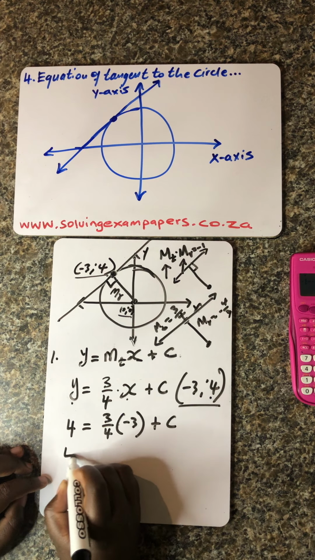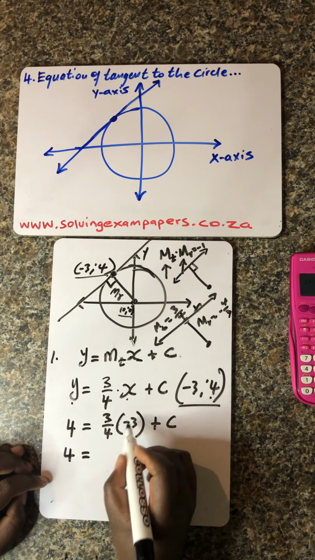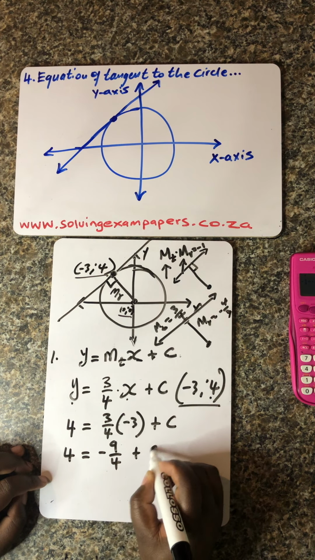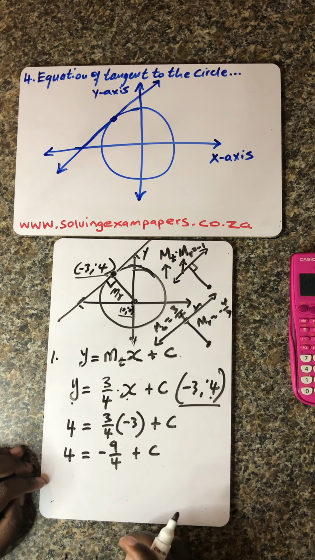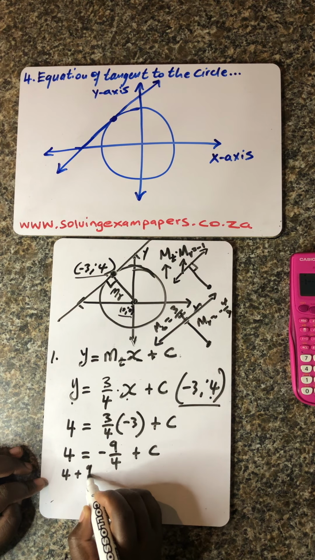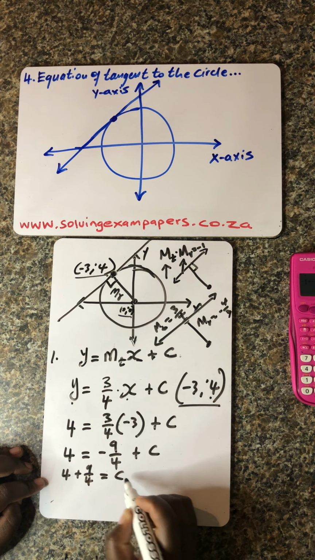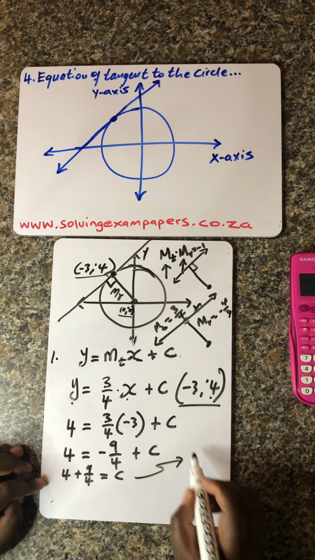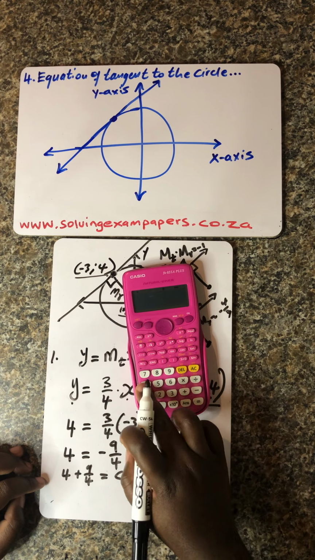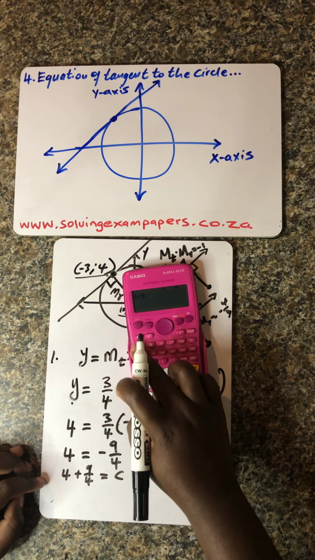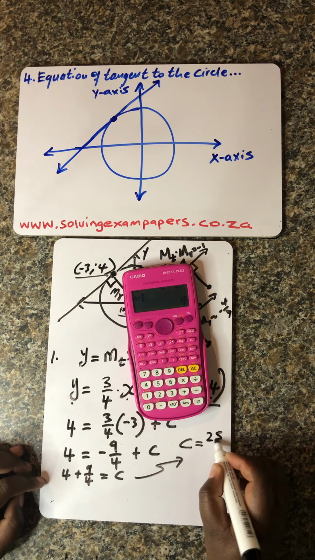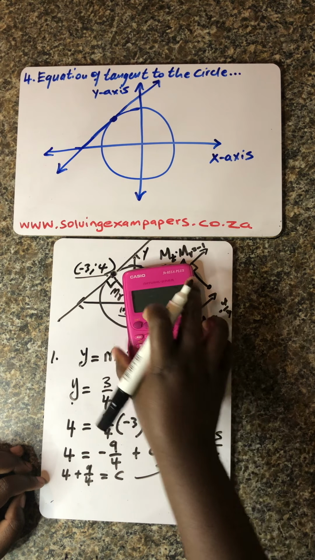So ladies and gentlemen, what have you got? You've got 4, which is equal to that times that. It should be negative 9 over 4 plus c. Then you can just move it to the other side. It means you've got 4 plus 9 over 4, which should be equal to c. So ladies and gentlemen, you just punch it on a calculator. It's going to give you the value of c. So let's say 4 plus 9 over 4. I'm getting 25 over 4, ladies and gentlemen.